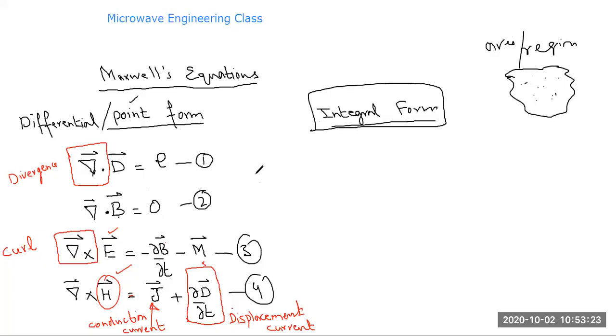So the first equation, the divergence of electric flux density, becomes the closed surface integral of electric flux density equal to the charge enclosed, and charge enclosed is represented by the volume integral of charge density. Similarly, the second equation becomes the closed surface integral of magnetic flux density is equal to 0.